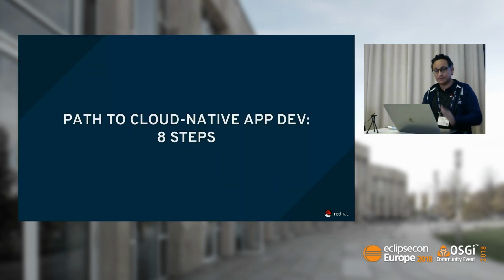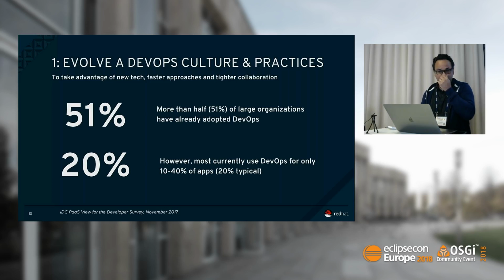So now let's jump quickly into the 8 recommended steps. Please don't take these steps as being in the order that they are listed. They are not listed in any specific order. You can start with whichever step you want. So the first one is evolve a DevOps culture and practices. This is to take advantage of the new technology, the faster approaches and tighter collaboration.